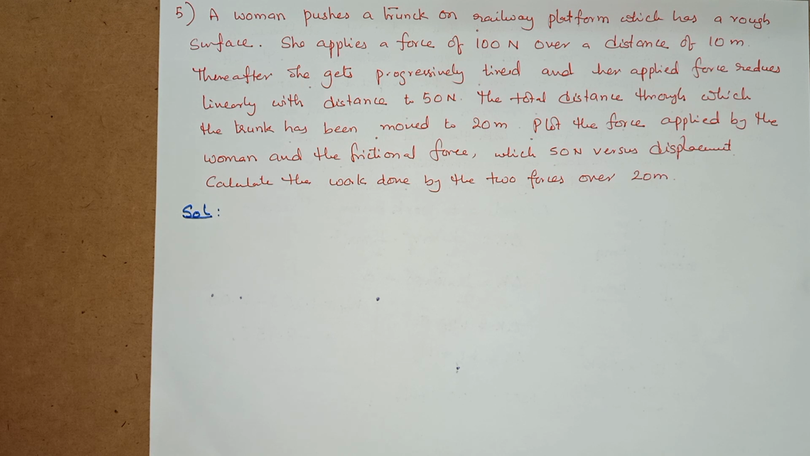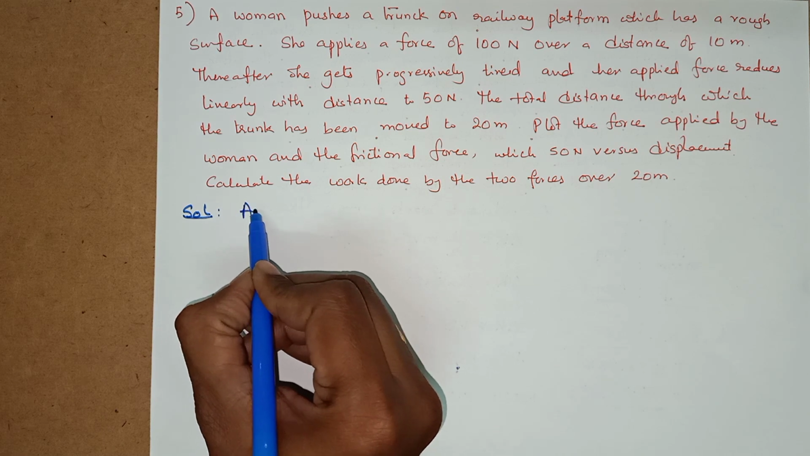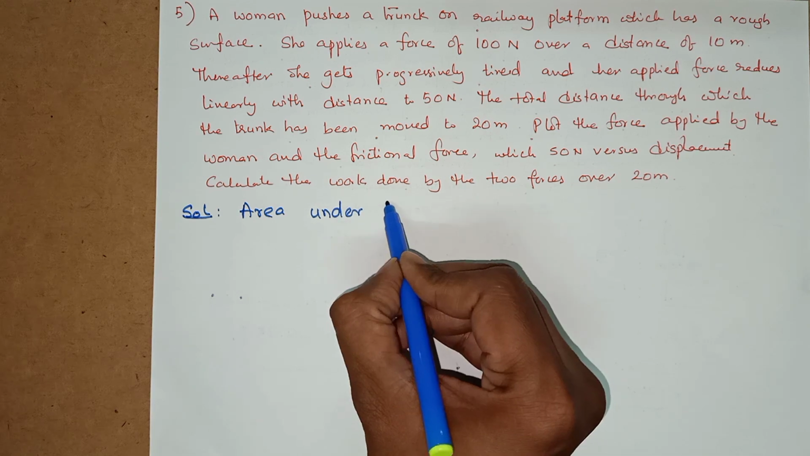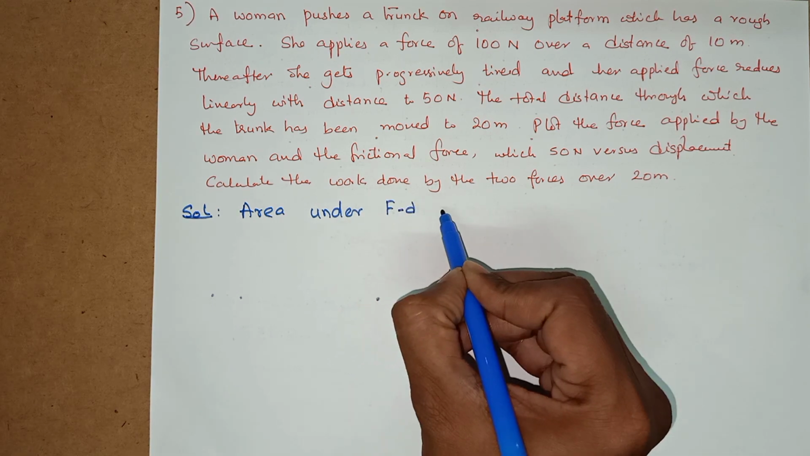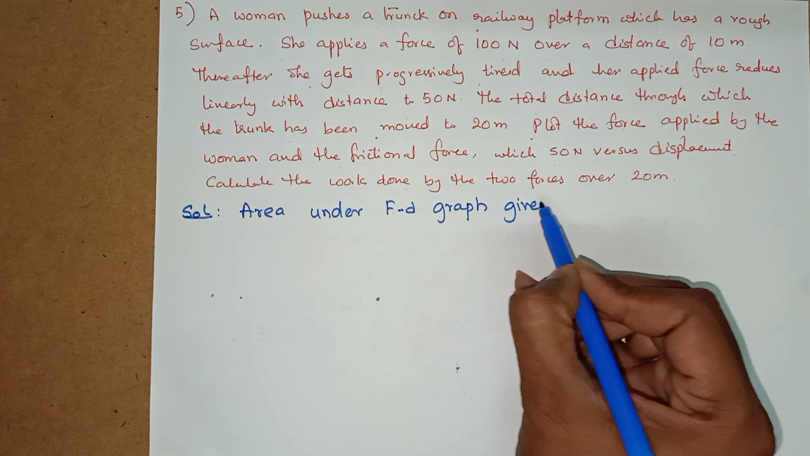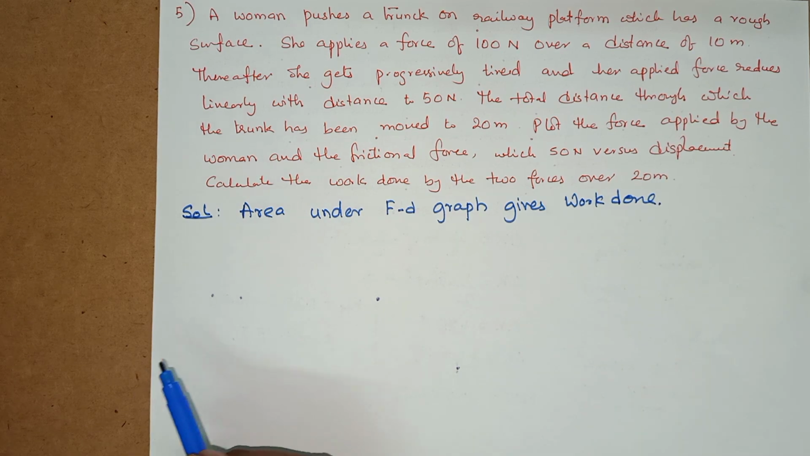So we need to plot the graph of force versus displacement, and we need to calculate the work done by the frictional force as well as the applied force. What is the meaning of the area under the F-D graph? The force and displacement graph gives work done, so we need to find the area.